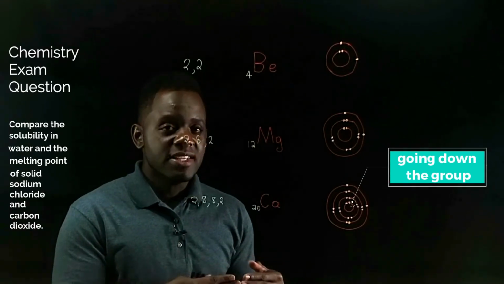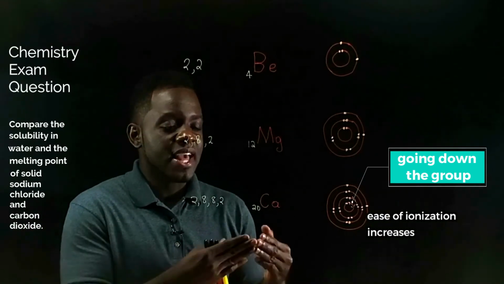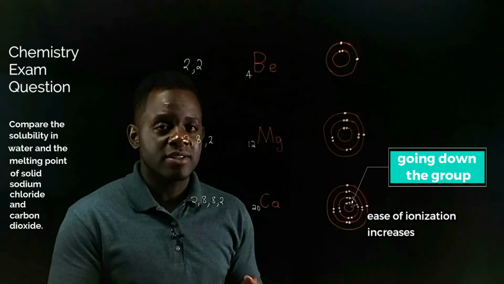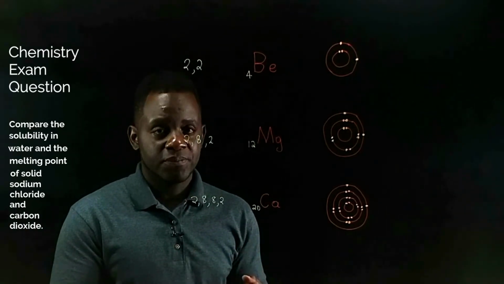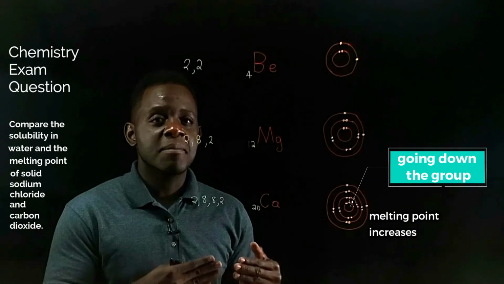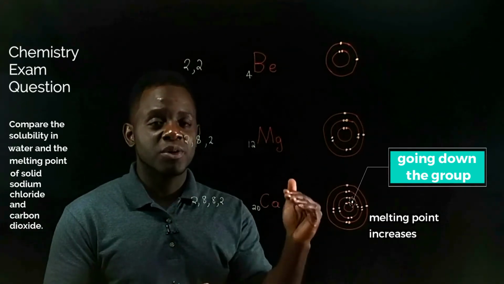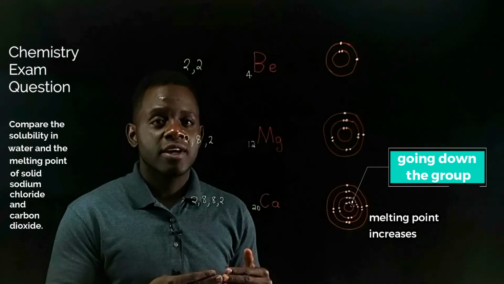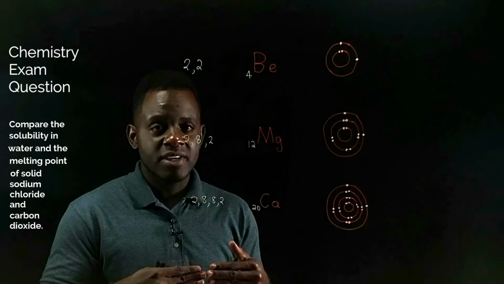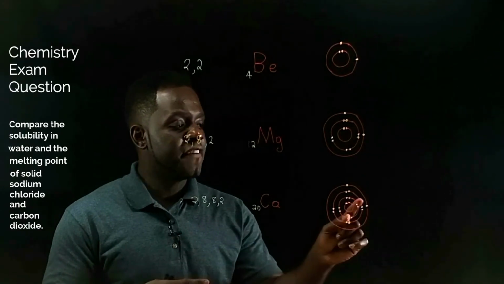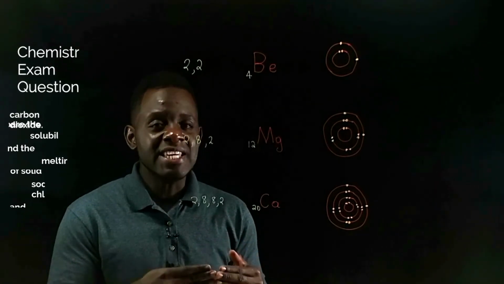The ease of ionization, how easy these elements can become ions, increases down the group. Also, this causes the melting point of the elements to decrease going down the group. And that is because the attraction between the nucleus of these atoms and their valence electrons gets weaker with each successive element.